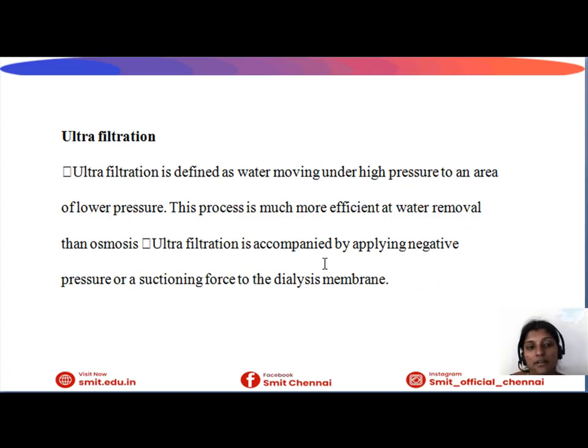Finally, we will see the ultrafiltration. Ultrafiltration is used for minute solutes in the blood. It is more efficient compared to the other techniques at removing the extra water. It is accompanied by negative pressure or suctioning force to the dialysis membrane. It will remove all the waste products by the pressure.